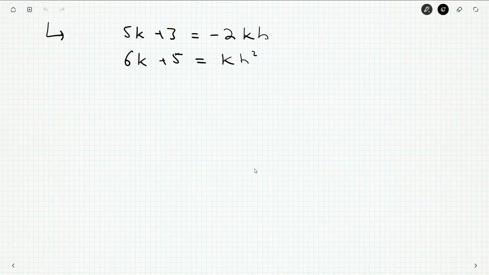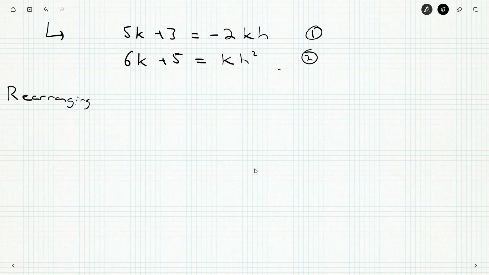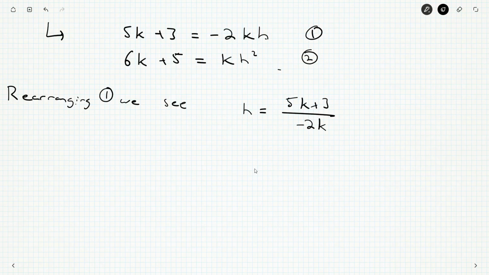Okay, so what can we do here? Well, it's a written question, so it's sort of nice etiquette and makes your stuff look a lot nicer and neater if you put 1 and 2 beside your equations so you can refer to them. But, rearranging 1, let's say, we see that h is (5k plus 3) over negative 2k.